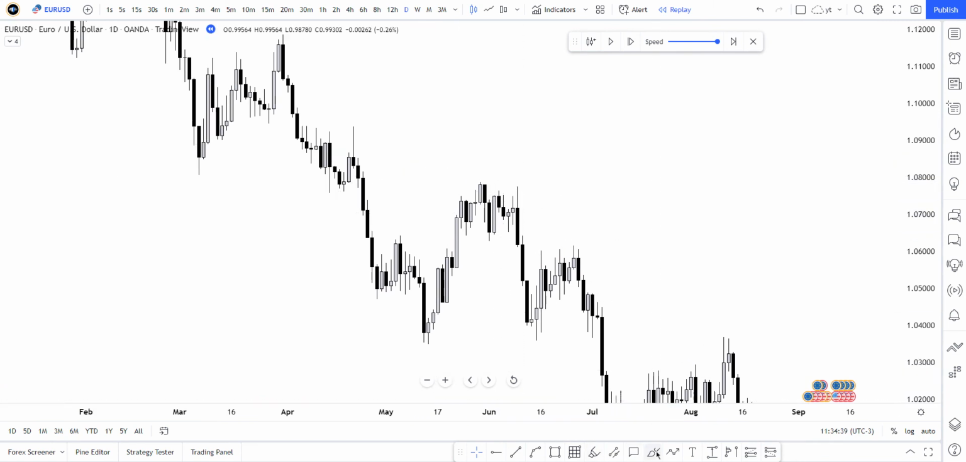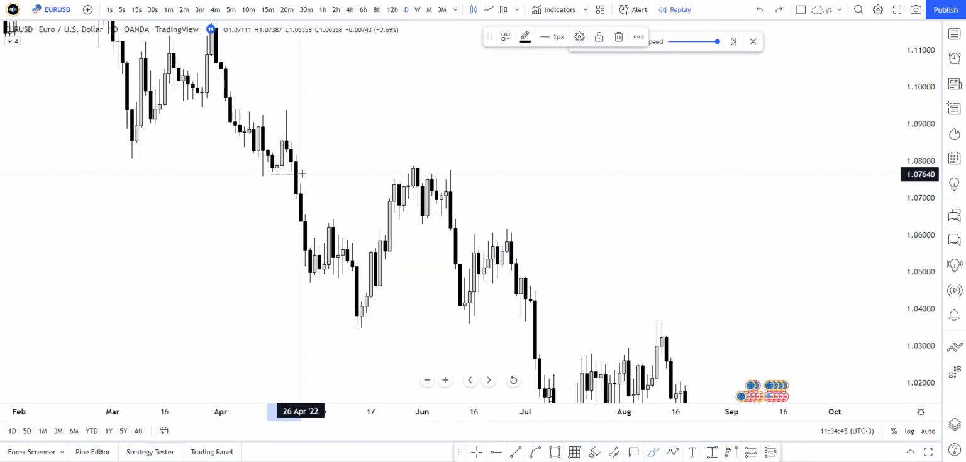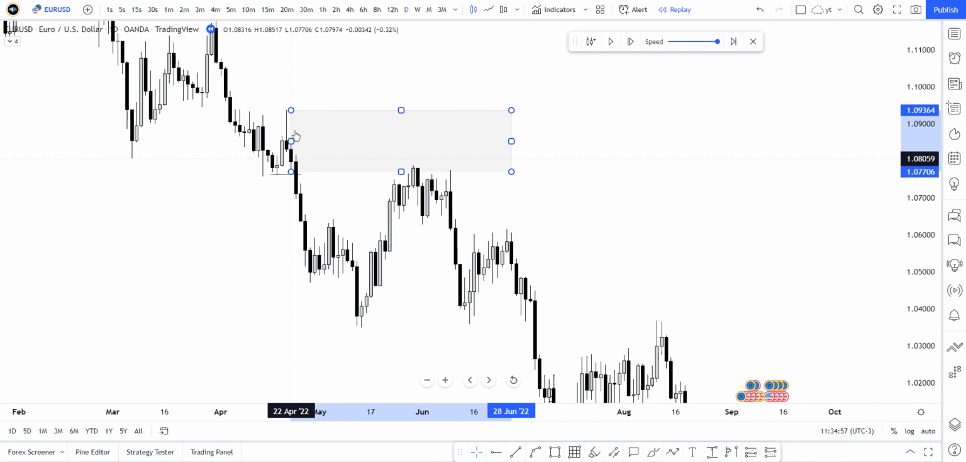So let me just find a great one. Okay, here we have this. You can see that we got this up move, down move, right? Up move, down move. In this situation, as you can see, we broke the structure below here. This is the supply area, or POI. You can call it whatever you want, right? And let me just mark it up beautifully. This.